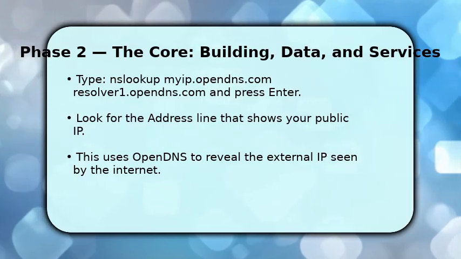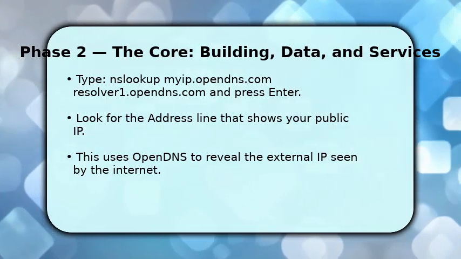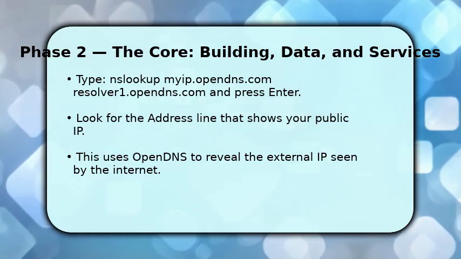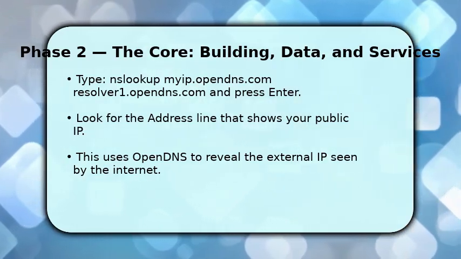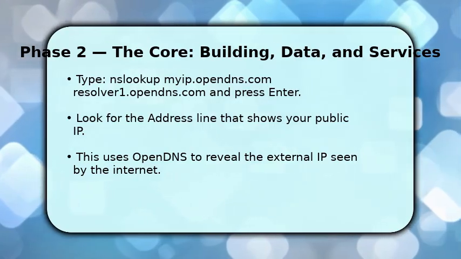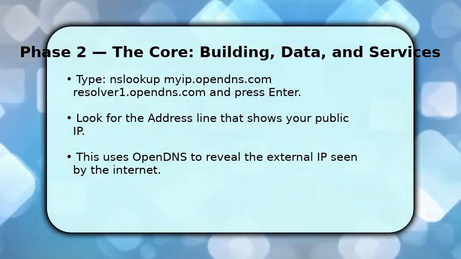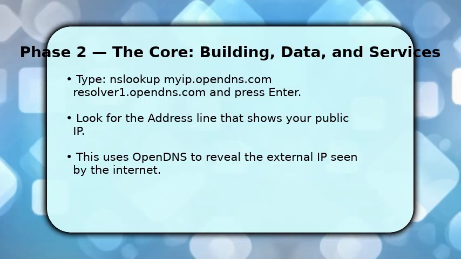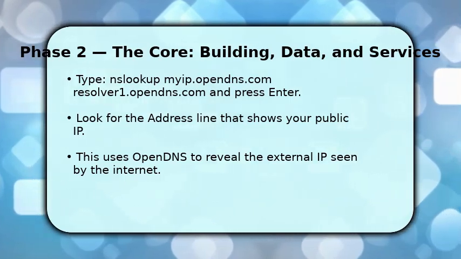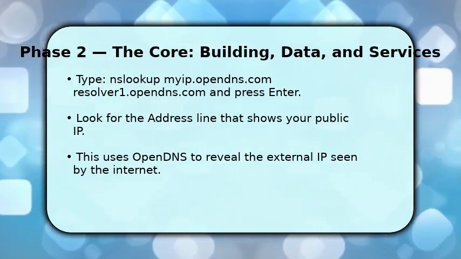Once done, scan the output for the second address line. That string is your public IP. Make sure to note the value exactly. Copy it if you need to paste it elsewhere. This method is quick and reliable because it queries an authoritative resolver, so it shows the external IP rather than any local or private addresses.